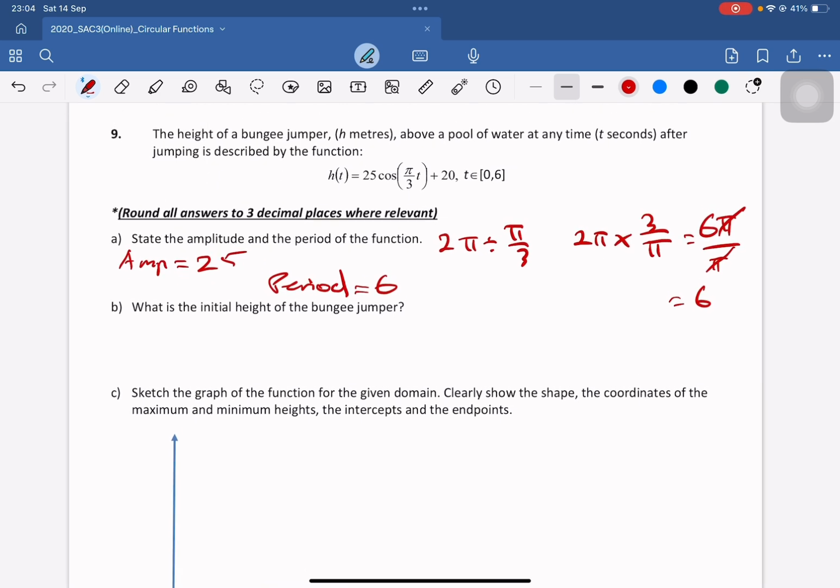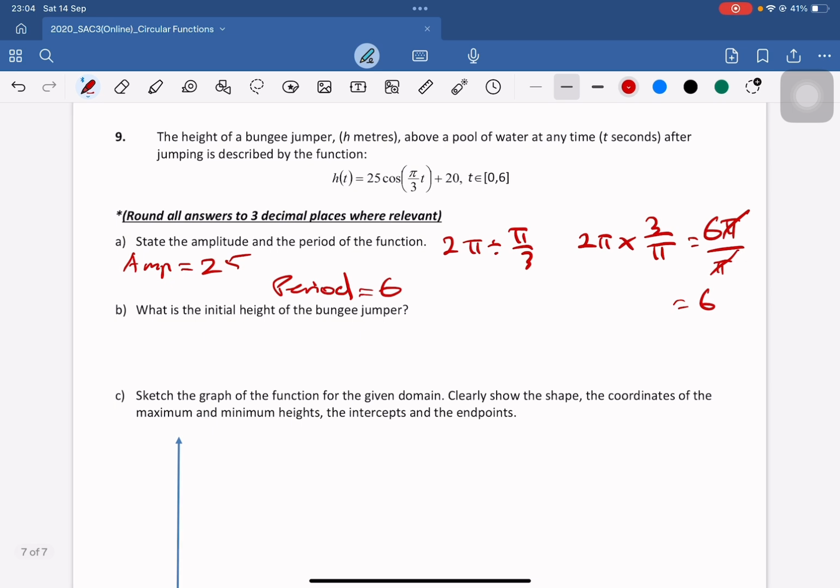What is the initial height of the bungee jumper? Okay, so this one, it's asking you to find the range, and you find that by, as I said before, plus and minusing this number by the number in front of cos. So the number of translation by the amplitude. So you get 20 minus 25 equals -5, and you get 20 plus 25 equals 45. But you don't need to worry about this part. It's only asking you the initial, which is the lowest point, the lowest value, which is -5.